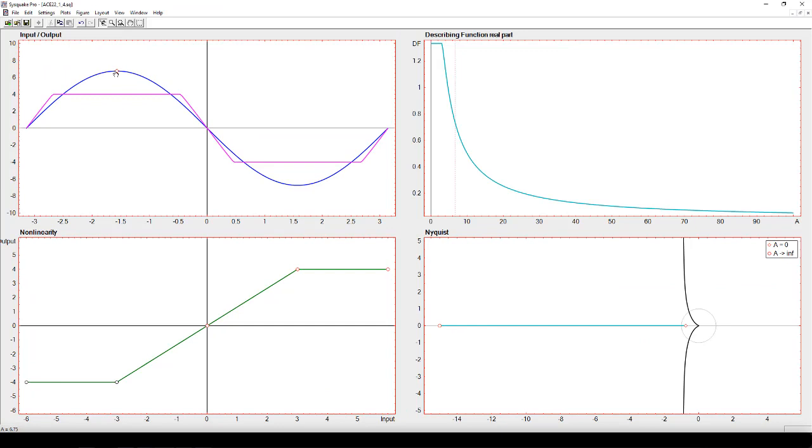In purple, we can see the output waveform according to the nonlinearity defined on the plot below. On the nonlinearity plot, we see in fact now a saturation defined by the red points. The red points are interactive, whereas the black points will move accordingly to their symmetrical pair.